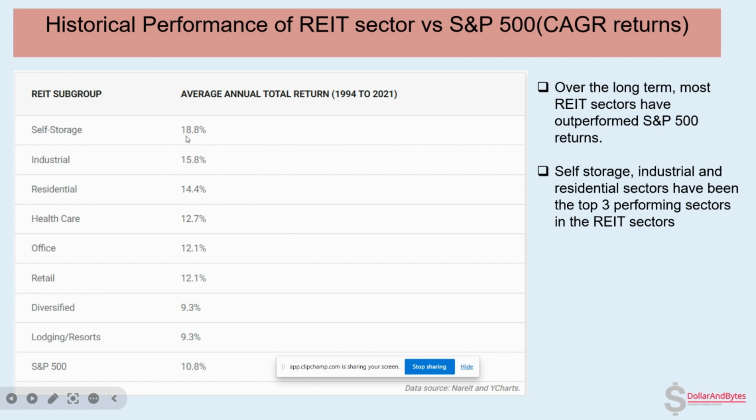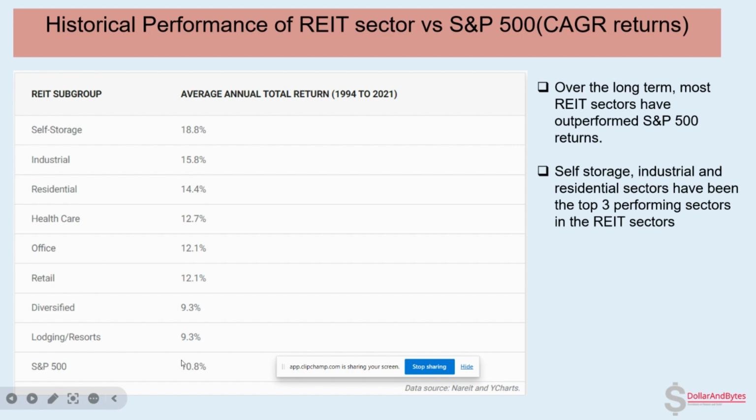Self storage's average return was 18.8%, while the S&P is 10.8%. So that is a massive outperformance. Similarly, industrial at 15.8% is a massive outperformance with respect to the S&P 500. Residential is 14.4%, healthcare 12.7%. So most of the REIT sectors have easily outperformed the S&P 500 in the long term.